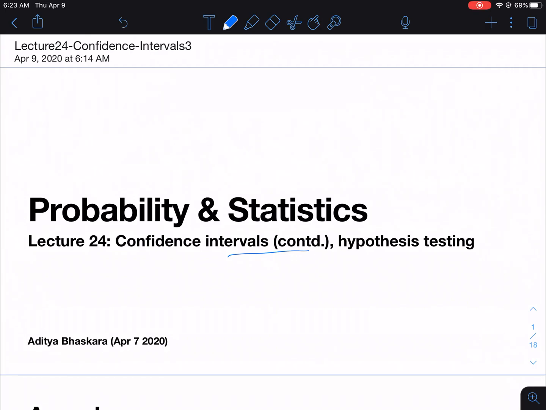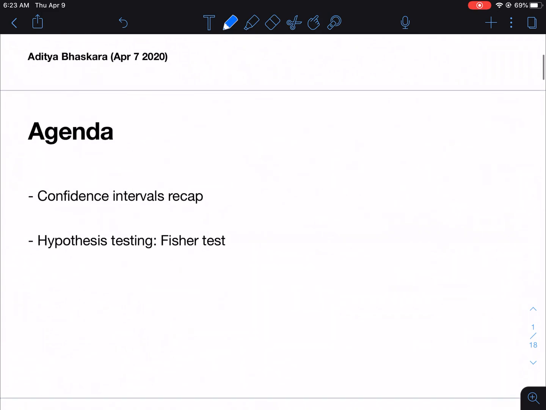methods we use. In hypothesis testing, we'll see what is called the Fisher test, and we'll also look at this very important notion of p-values, which many of you may have heard of, and so this is quite useful in many applications of statistics. Okay, so let's do a quick recap of confidence intervals.